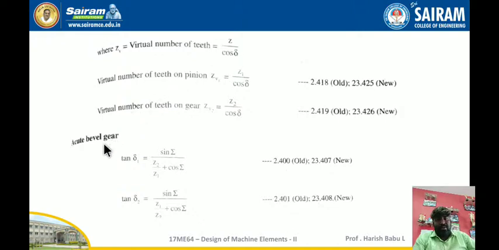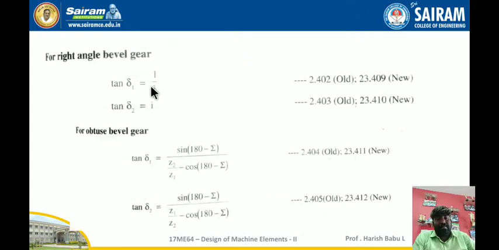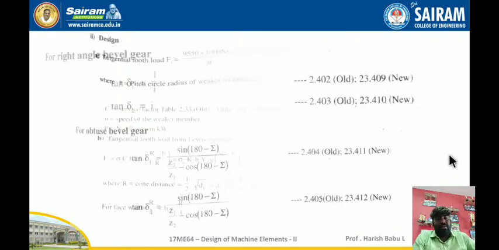So when it goes for an acute bevel gear, tan delta 1 is equal to sin sigma divided by (Z2 by Z1 plus cos sigma). When you go for tan delta 2, it is sin sigma divided by (Z1 by Z2 plus cos sigma). This will be given in the equations. For a right angle, tan delta 1 will be 1 by i, and tan delta 2 will be i. Similarly for an obtuse angle, again you're going to have the formula. So you're going to find out tan delta 1 and delta 2.